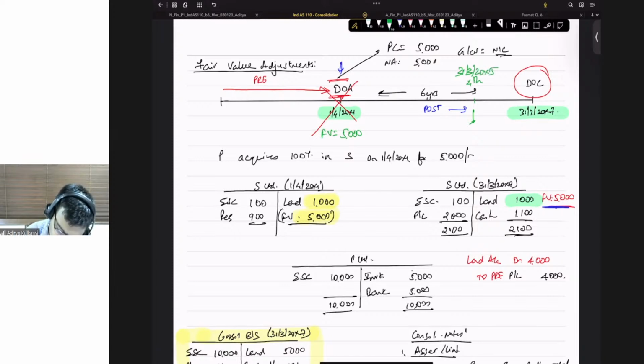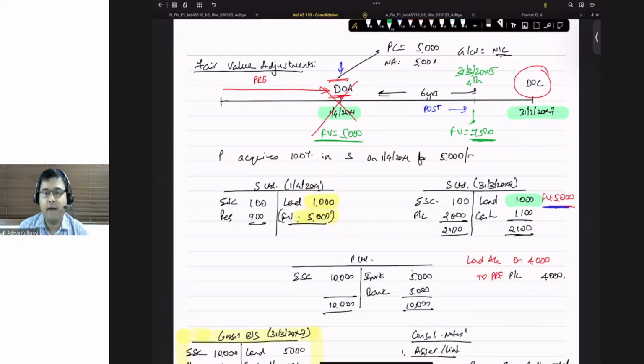On 31st March 20x5, the fair value of this land is, let us suppose, 7,500. So what Soham is trying to ask is, sir, can I always keep the fair value at 5,000 and never restate it to 7,500? That choice belongs to you. As a parent entity, that choice belongs to you.